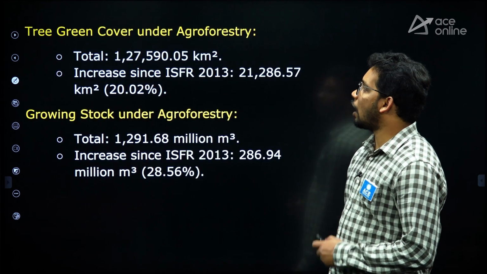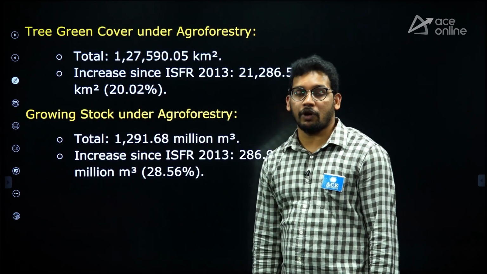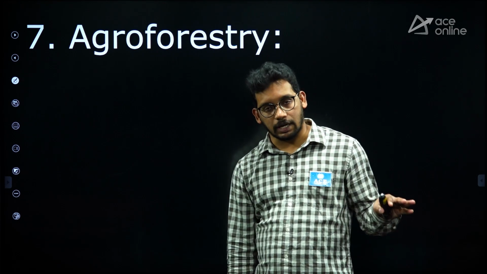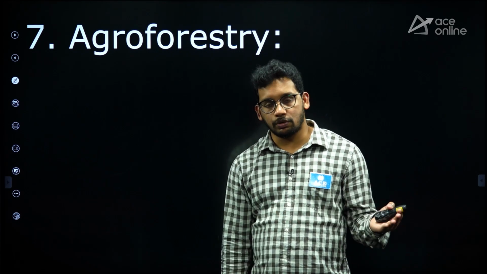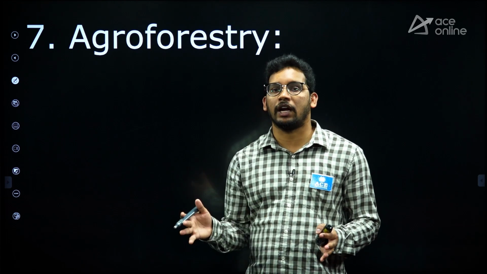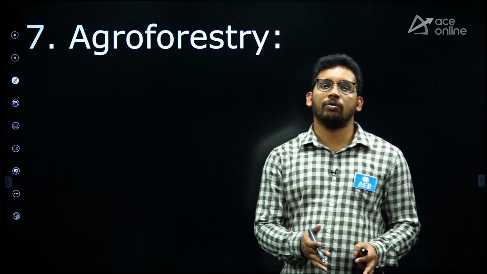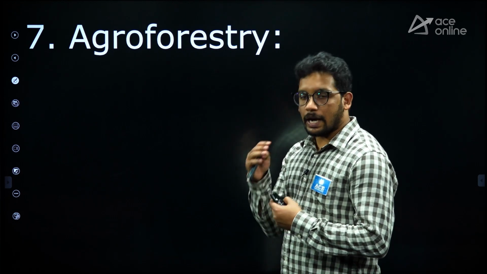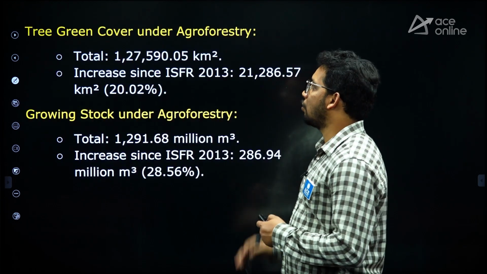The last one is agroforestry. What is agroforestry? Agroforestry means growing the trees in the agriculture lands. You might have seen when you visited the villages, there's a lot of trees being planted across the agriculture land so that it gives the shadow or the less amount of sunlight. So growing the agriculture along with the trees is called as agroforestry.